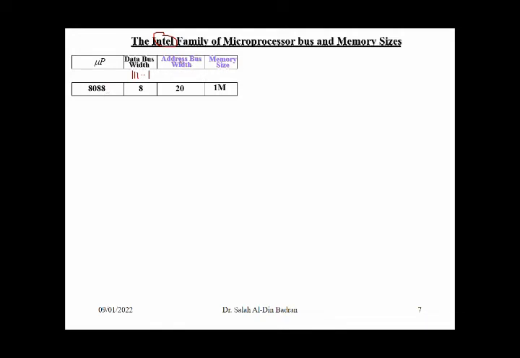The address bus size or width is 20. It means we have 20 wires, 1, 2, all the way to 20. So 20 bits will be carried by these 20 wires. Each of them will carry either 0 or 1. The memory size is 1 mega. What's this, the memory size? We will explain this now.